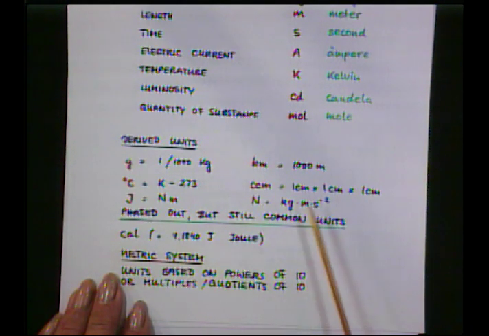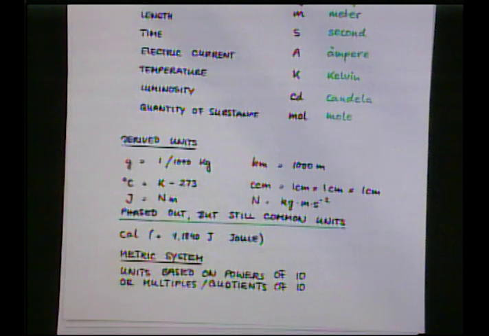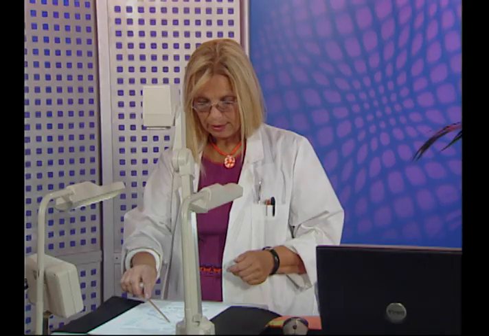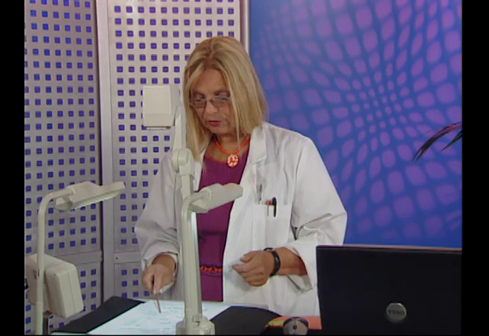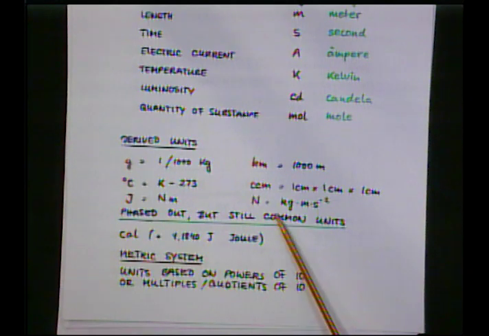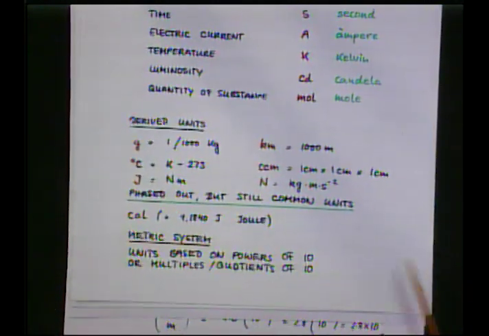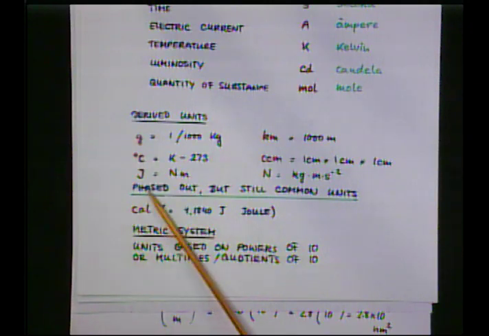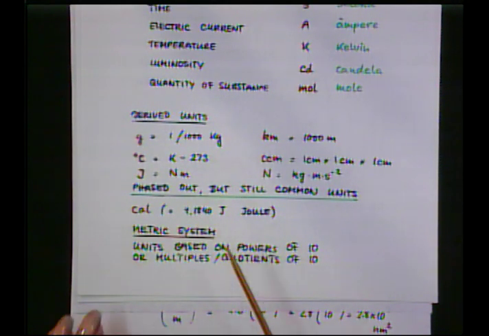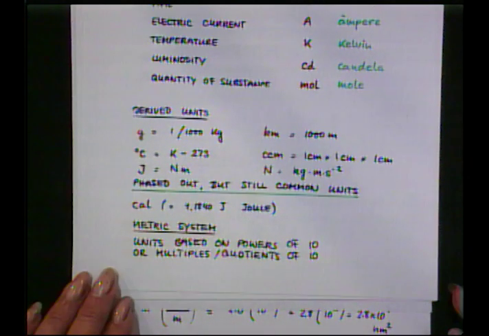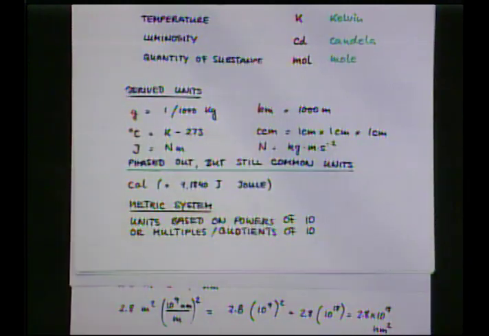And you see you can base all the units and describe them with the help of these 7 original units. So kilogram times meter over second squared is, you see, all 3 SI units, standard units, of the basic 7. 3 of the basic 7 are in the Newton. So you see every unit can be derived from original units. Some phased out units, but still common, is the calorie. 1 calorie is 4.18 joules, roughly speaking. Metric system means that all the units are based on powers of 10.